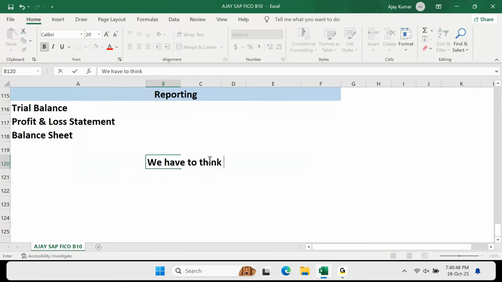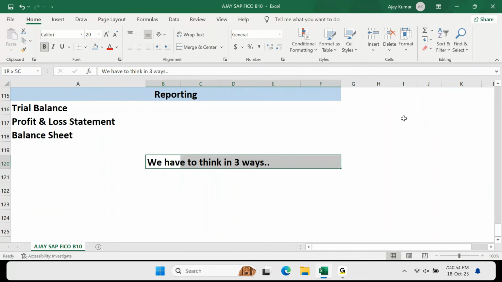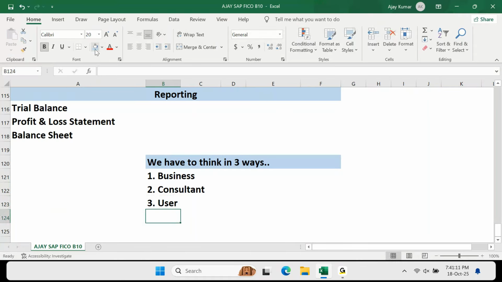We have to think in 3 ways. When we say we have to think in 3 ways, first one, you'll have to think from a business point of view, second, think from a consultant point of view, third, think from a user point of view. Understood? Okay. Only then you will understand what you're doing.